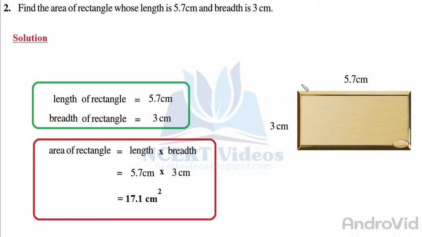Whenever you view a box from the top view, it appears to be a rectangle. That is the only difference. Now the breadth of the rectangle is 3 centimeter. Now you know very well the area of a rectangle is length into breadth. You multiply it. Therefore 5.7 centimeter into 3 centimeter. Now the unit will not be centimeter, it will be centimeter square, that is centimeter into centimeter. This is what is meant by this 2 sign written over the unit of measurement.